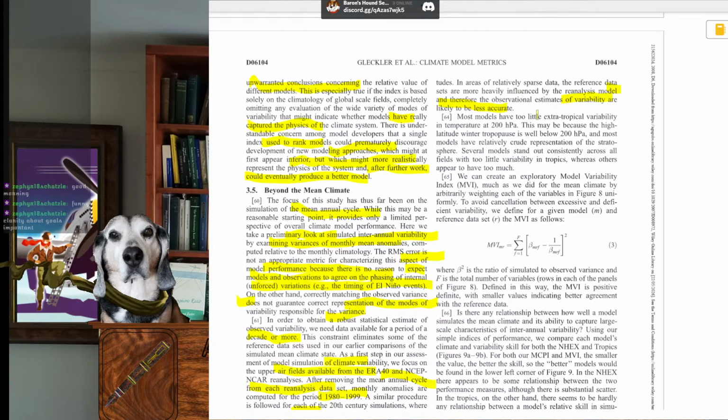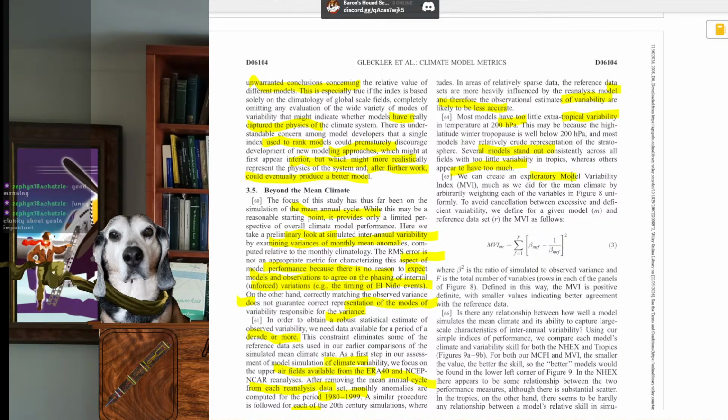Okay, most models have too little extratropical variability in temperature at 200 HPA. Again, this is an altitude because meteorologists are weird. This may be because the high altitude winter troposphere is well below 200 HPA, and most models have relatively crude representation of the stratosphere. Several models stand out consistently across fields with too low variability in tropics, where others appear to have too much.